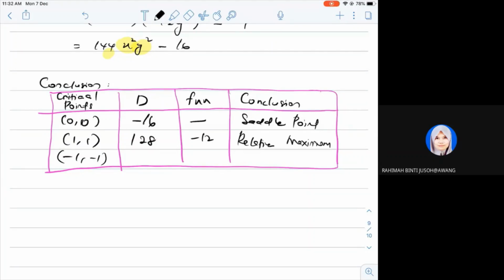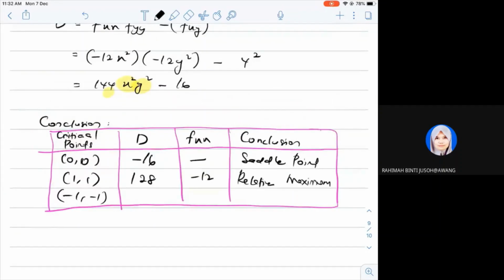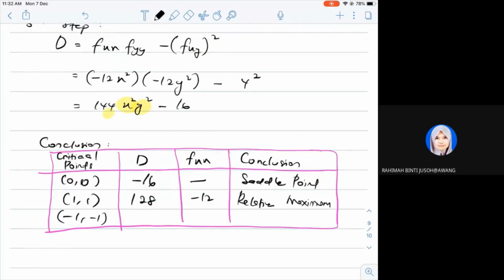Because D is positive and fxx is negative, it becomes a relative maximum. Okay, next, substitute negative 1 and negative 1 inside this. We will get D equals to 128. Again 128 because it is a square, so it becomes positive again, the same.